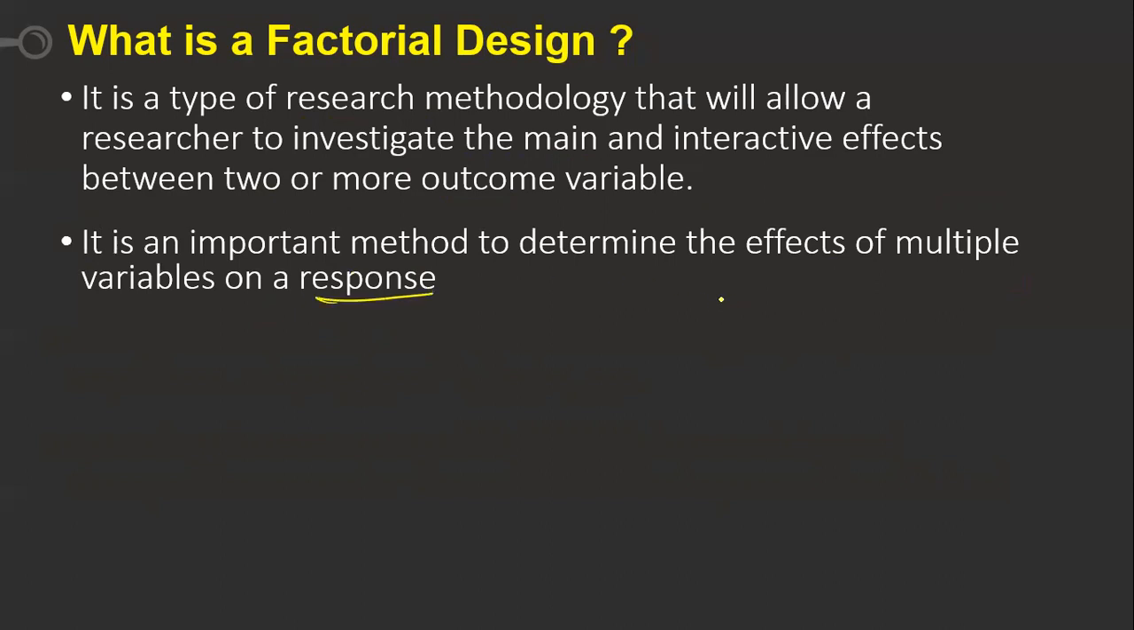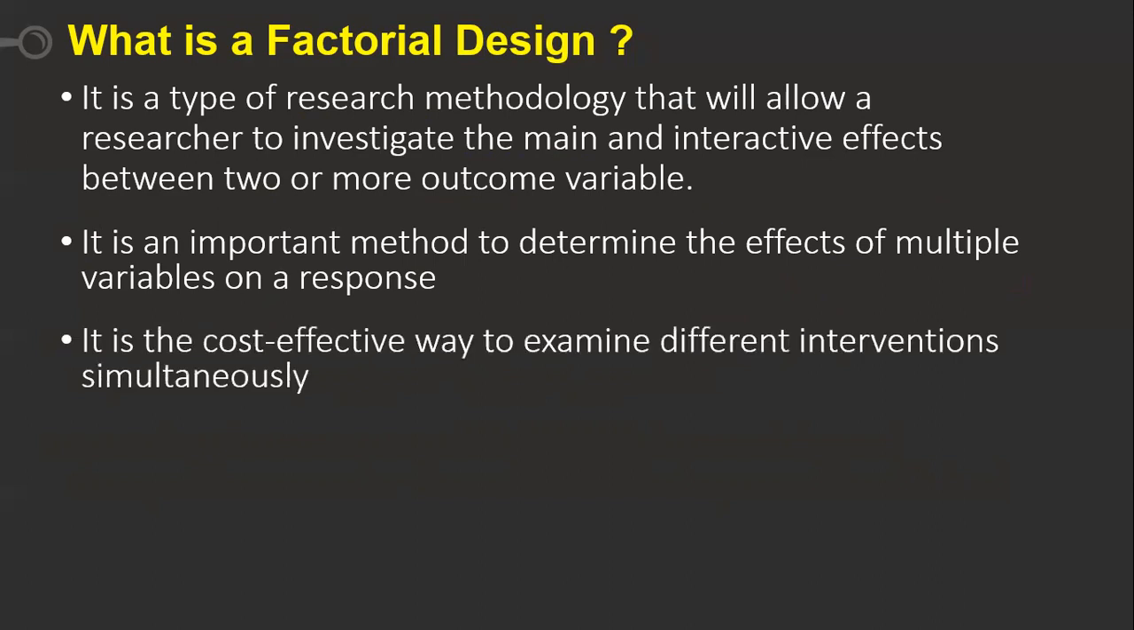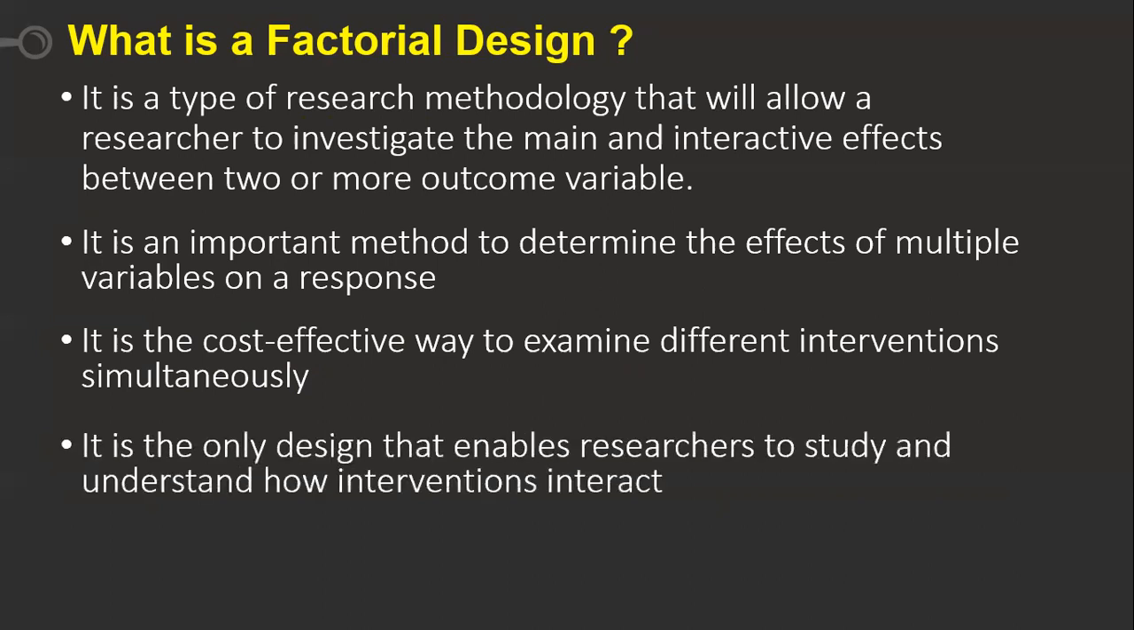Whatever response we get, usually I'll call it a yield. Whether it is a crop, an experiment, or a product developed by the pharmaceutical industry, we usually call it yield. It is a cost-effective way because it saves time, energy and money when we use it. It is a cost-effective way to examine different interventions simultaneously, without exactly conducting every experiment. It is the only design that enables researchers to study and understand how interventions interact with each other. That's what we are going to see in factorial design.